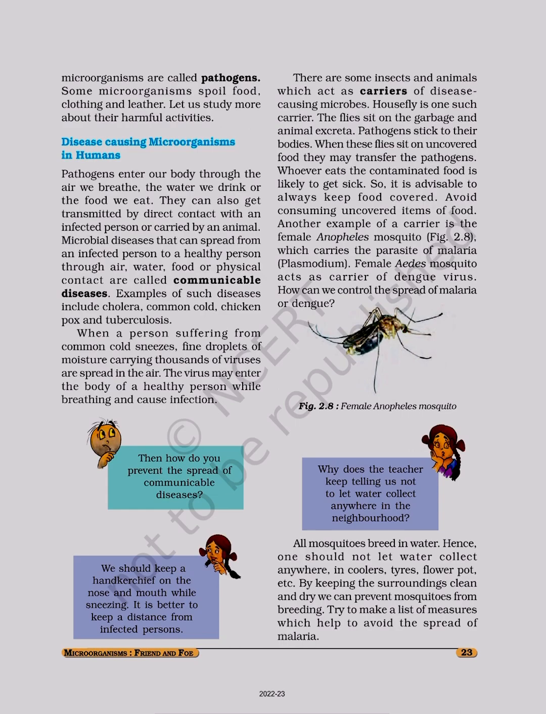Disease causing microorganisms in humans. Pathogens enter our body through the air we breathe, the water we drink, or the food we eat. They can also get transmitted by direct contact with an infected person or carried by an animal. Microbial diseases that can spread from an infected person to a healthy person through air, water, food, or physical contact are called communicable diseases. Examples of such diseases include cholera, common cold, chickenpox, and tuberculosis.